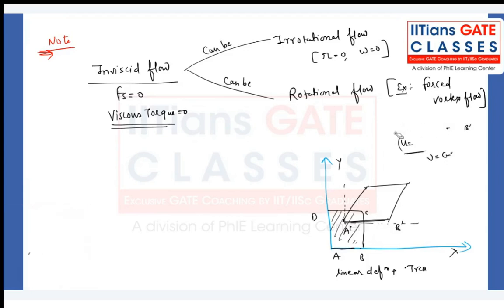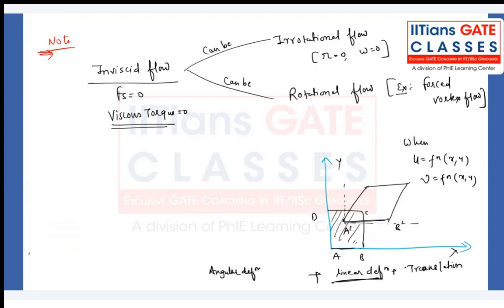So what we are observing here: when u is a function of both x and y, and v is also a function of x and y, then you will observe linear deformation, translation, plus angular deformation, plus rotation. It's a very general case, all the things are possible. Now make a note of it. Once it is done, let me know.